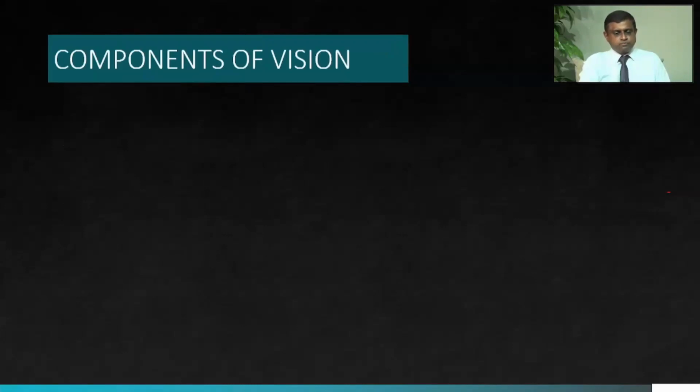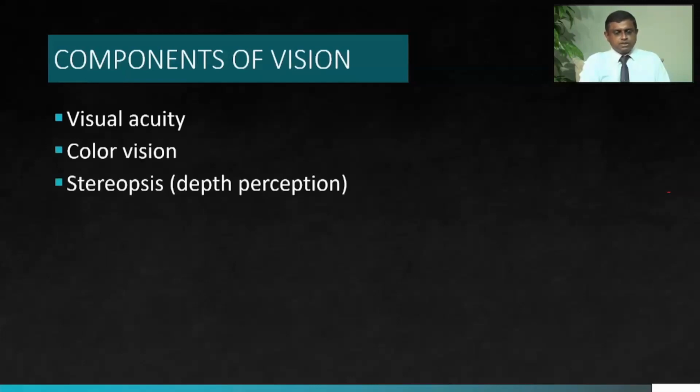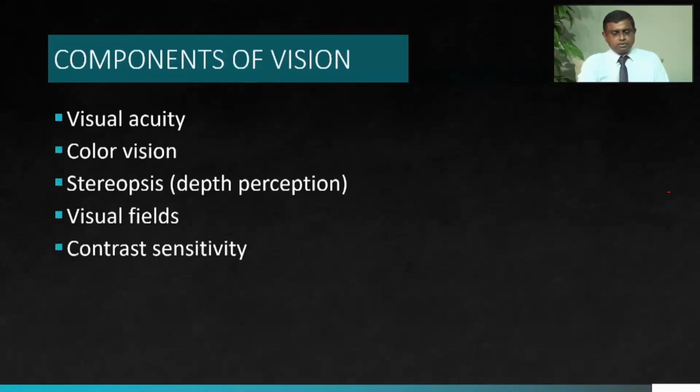So what are the components of vision? Visual acuity, that's what we commonly call vision. Color vision is an important component of vision. The three-dimensional vision or stereopsis, or in a more specific meaning, depth perception, is also a very important part of vision. Visual field is important, and of course contrast sensitivity.